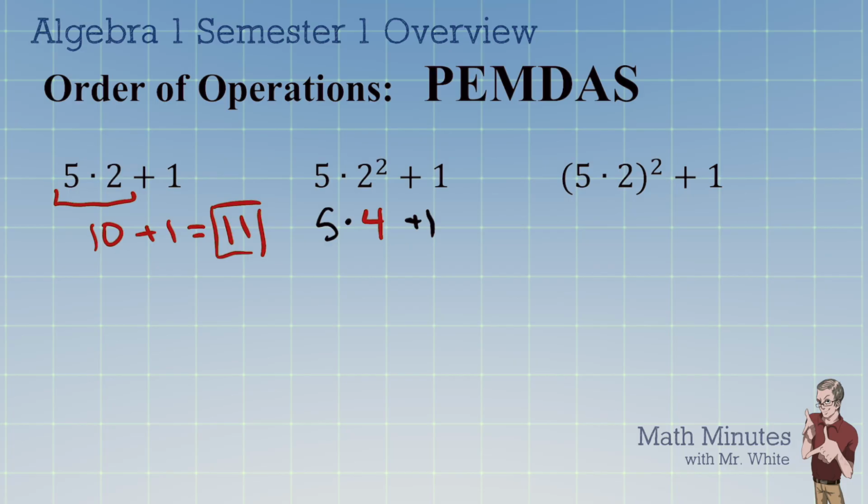Now in step 2, we're going to multiply. So this gives you 20. 20 plus 1 equals 21. So the answer to that second one is 21.